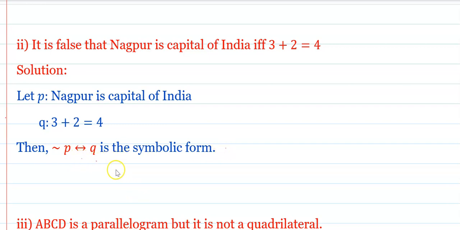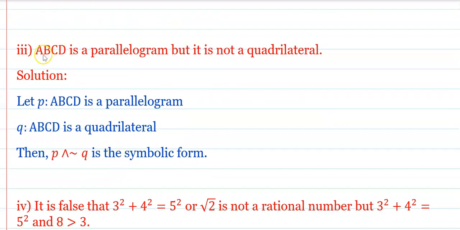Okay. Now the next, ABCD is a parallelogram, but it is not a quadrilateral. Okay, the first statement P, ABCD is a parallelogram, and the next Q, ABCD is a quadrilateral. Now here what has come is but, therefore the connective is and. P and negation of Q is the symbolic form.